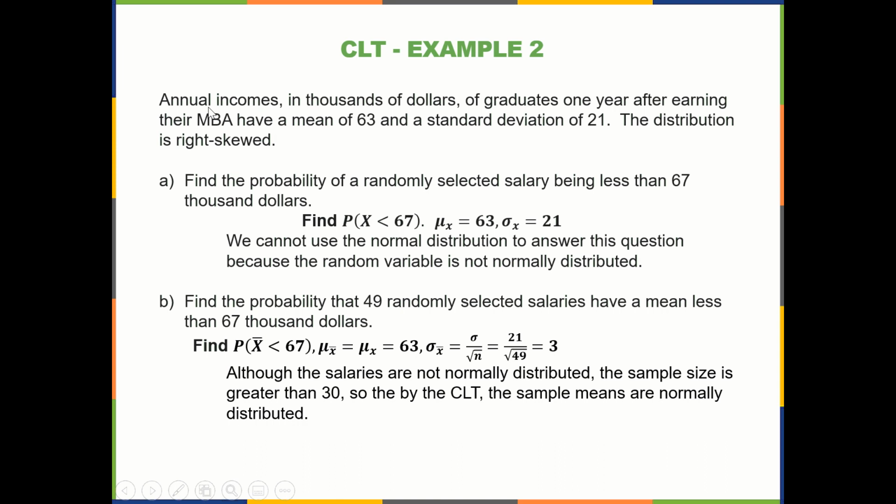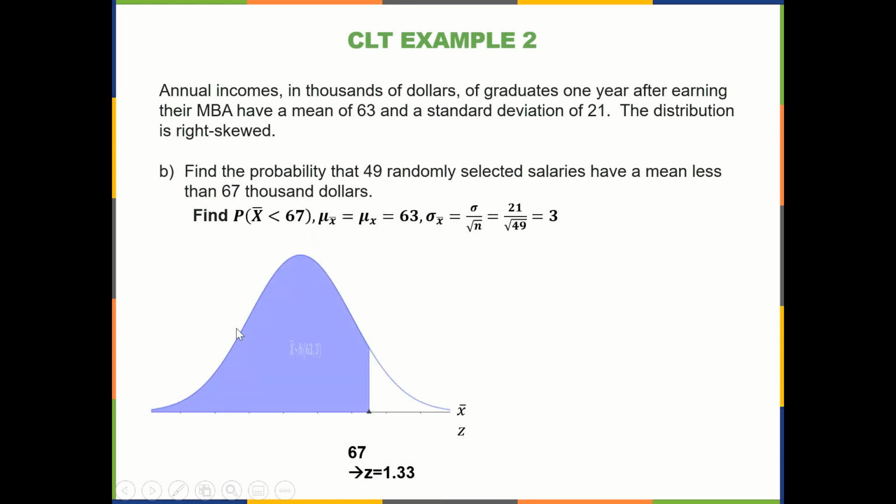Here's another example. With annual incomes in thousands of dollars of graduates 1 year after earning their MBA, having a mean of 63 and a standard deviation of 21. Now keep in mind this is in thousands of dollars. The distribution is right skewed. Part A, find the probability of a randomly selected salary being less than $67,000. In Part B, find the probability that 49 randomly selected salaries have a mean less than 67.